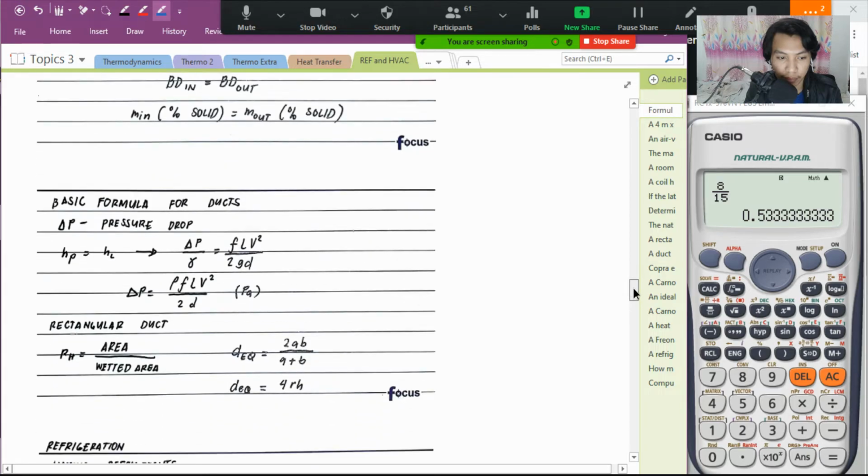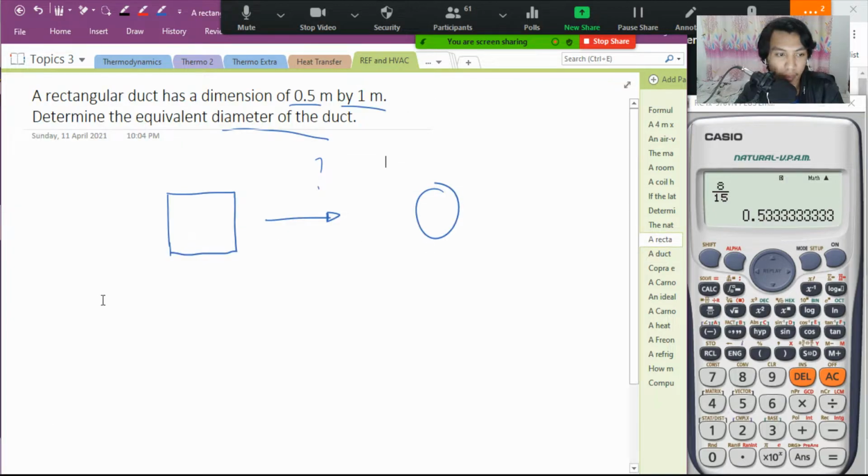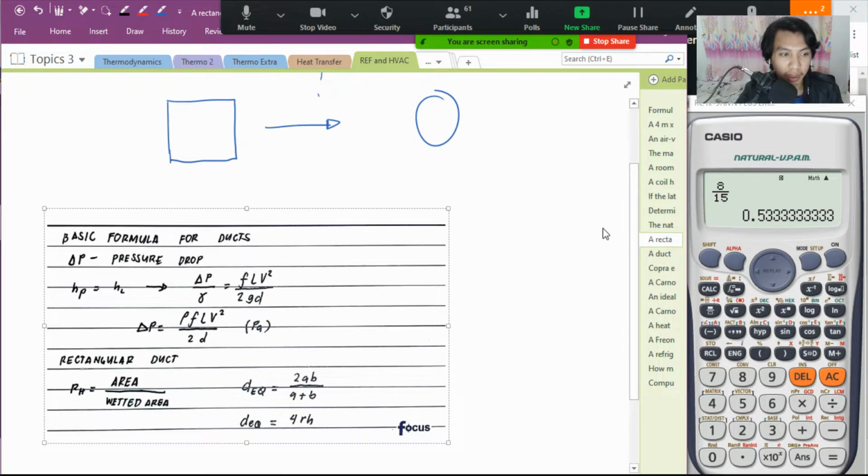Okay? Dito, kunin natin ito. Kunin ko ito. Copy. Okay. Yan. Paste natin dito. Now, for ducts, ngayon, meron kang pressure drop. Okay? Head ng pressure or the pressure drop is equal to, ano, familiar ba sa inyo itong equation na to? This is Darcy. Okay? FLV squared over 2GD.